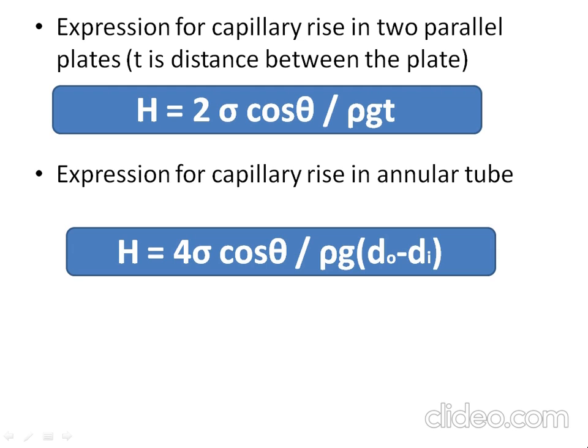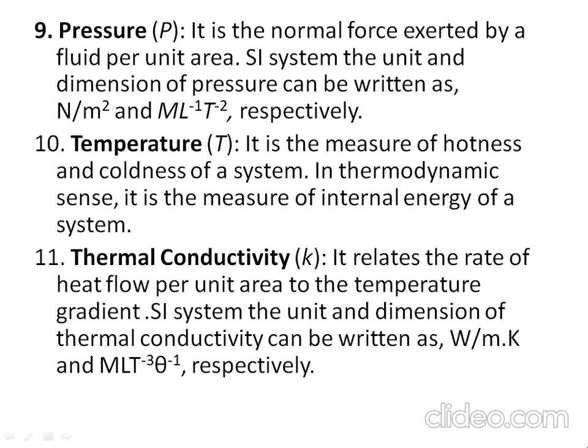Now the ninth property is pressure. It is the normal force exerted by a fluid per unit area. Its SI unit is Newton per meter square and its dimension is M L to the power minus 1 T to the power minus 2. And the tenth property is temperature. It is a measure of hotness and coldness of a system. In the thermodynamic sense, it is a measure of the internal energy of a system.